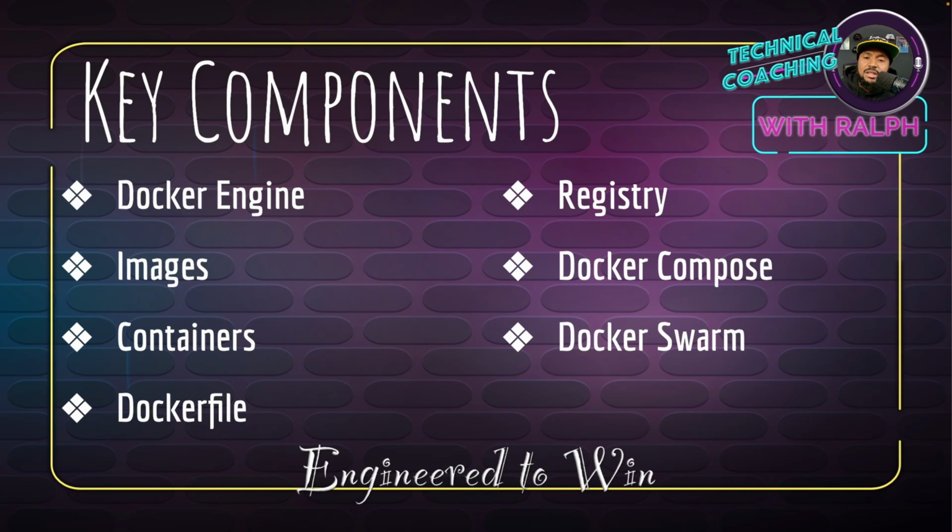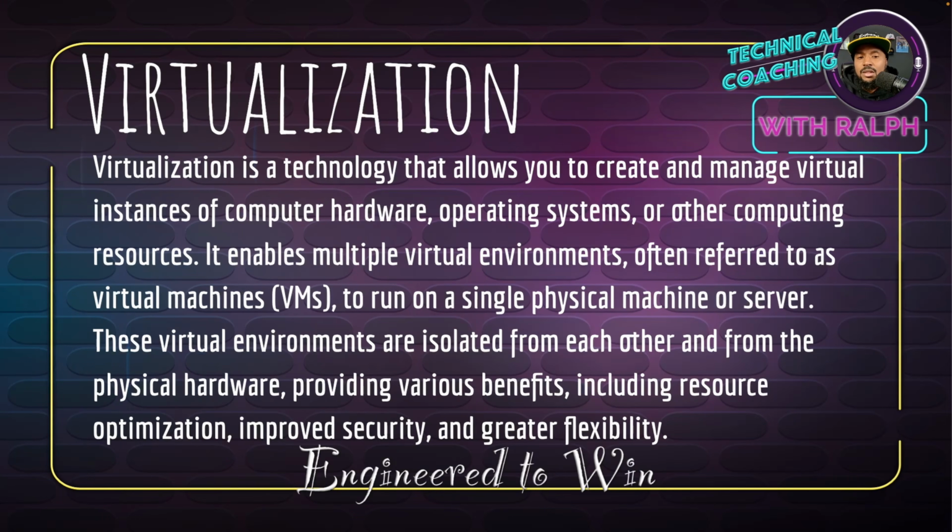But what are some key components of Docker? So the Docker engine is important. Docker images is another key component. And of course, the Docker containers, the Dockerfile, if you're creating your own Docker image, the Docker registry, Docker Compose, and Docker Swarm.